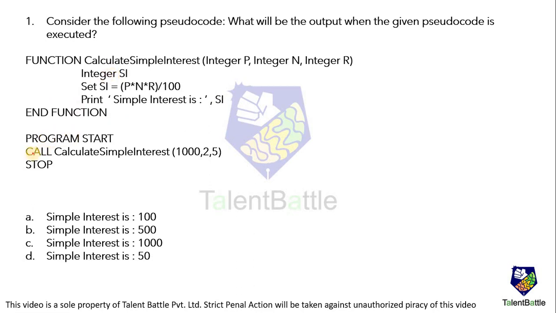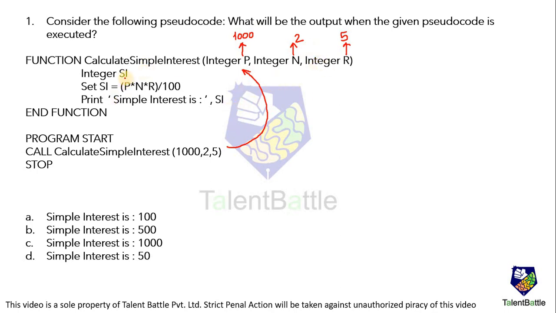Then my program will start from here and we are calling that function with three parameters, 1000, 2 and 5. Now in pseudocode, if you develop the flow of the program, easily you can figure out the output. Now see, when the function gets called, my control will get transferred to the body. And here the values which are provided from the calling function will be assigned to the parameters. So p value will become 1000, value of n will become 2 and value of r will become 5.